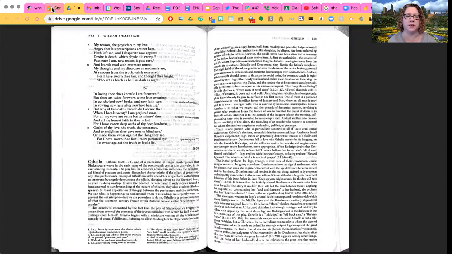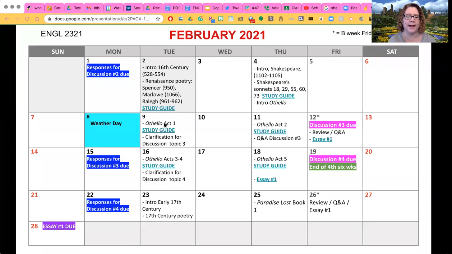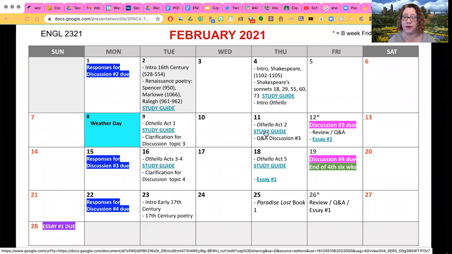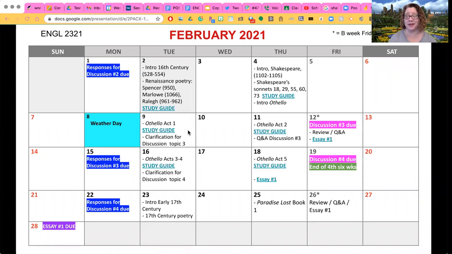So that one is Act 1. Act 1 is for Tuesday. I made a different study guide for each class period. What I do not intend to do, just so that you're aware, is go through the plot of Othello. That will take way too long.